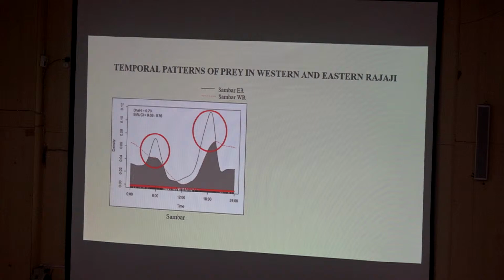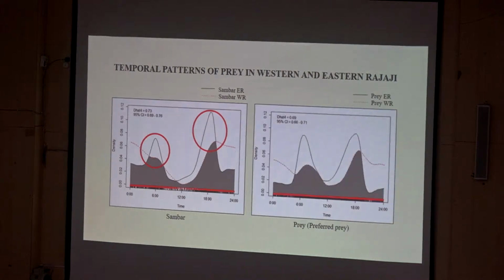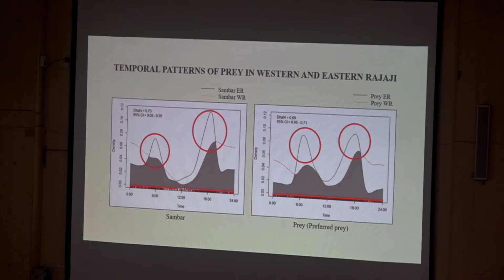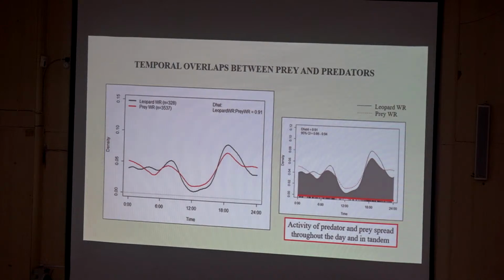Hence, to reconcile the differences in overlap patterns for certain prey species and not for others, preferred prey were pooled, and it was found that the overlap for prey in Eastern and Western Biology were different, and so were the activity patterns, with prey in Western Biology being active throughout the day, whereas in Eastern Biology showing distinct activity during the morning and the evening. In Western Biology, leopards and prey showed activity spread pretty much throughout the day, and they were in tandem with each other as would be expected.